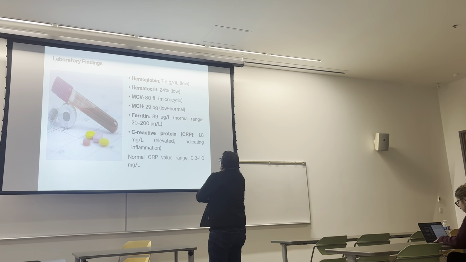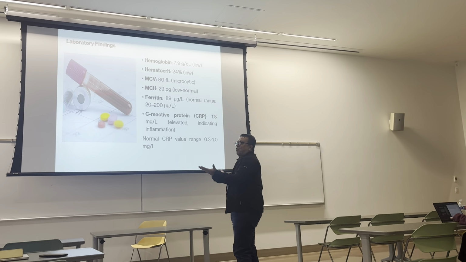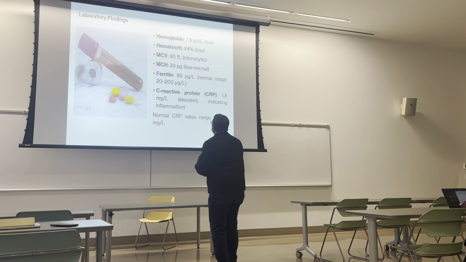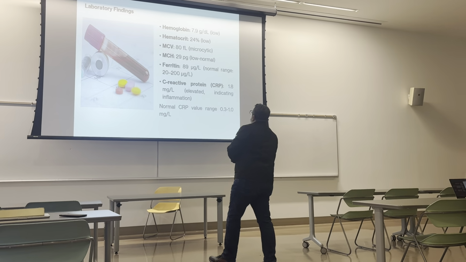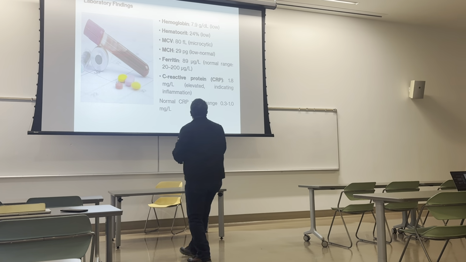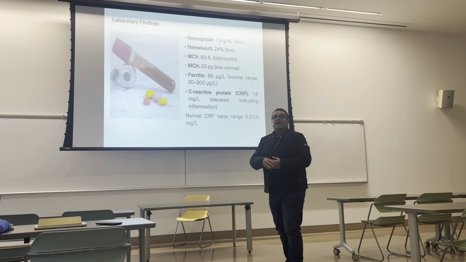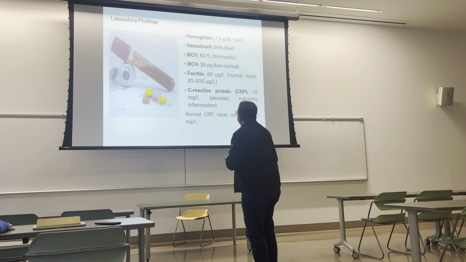Ferritin, which is 89, looks normal, a beautiful number between 20 and 200. C-reactive protein, which is an indicator of inflammation, is above the normal level, where the cut-off point is 8. Here we have 1.8.